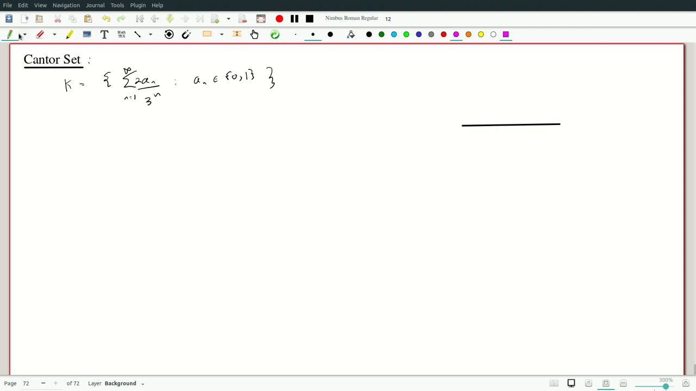So to start the labeling, suppose we have 0 here and 1 here. If we look at the first term a_1, it's going to be either 0 or it's going to be 1. And if it's 0, we can see that we'll lie between 0 and 1/3. And if it's 1, we'll lie between 2/3 and 1, between here or here. So we're going to be either in this set or we are going to be in this set.